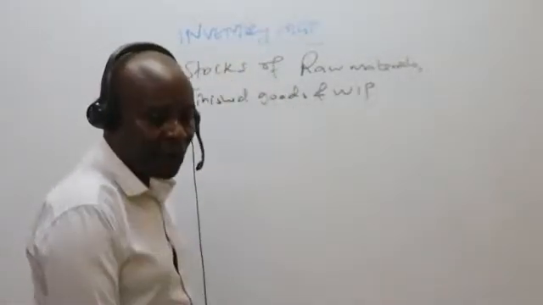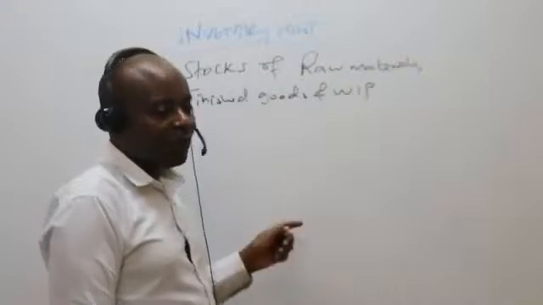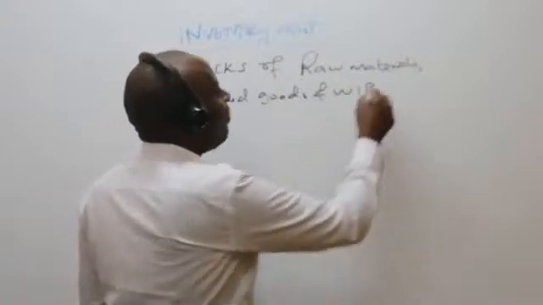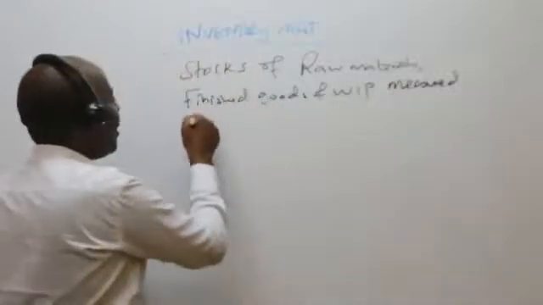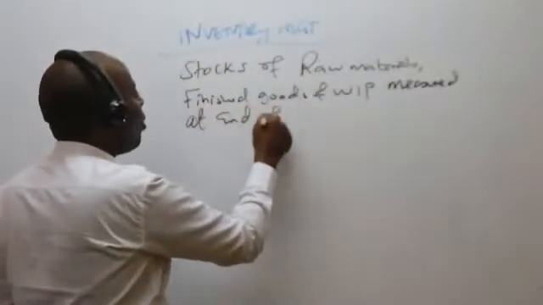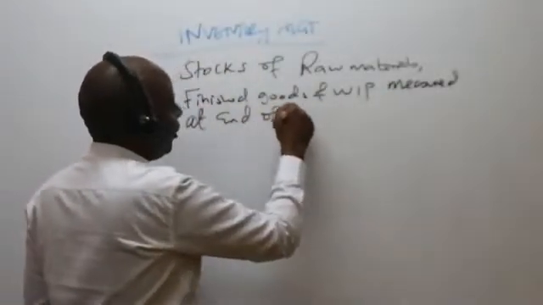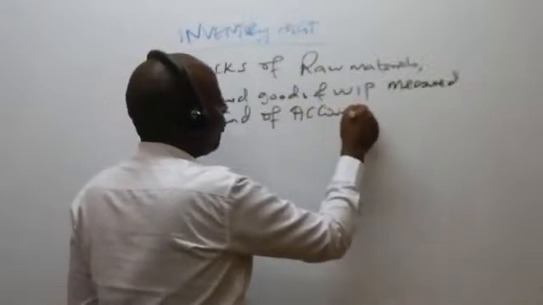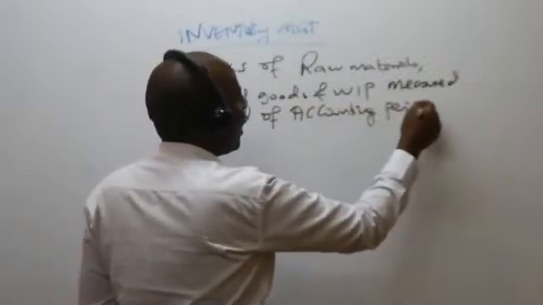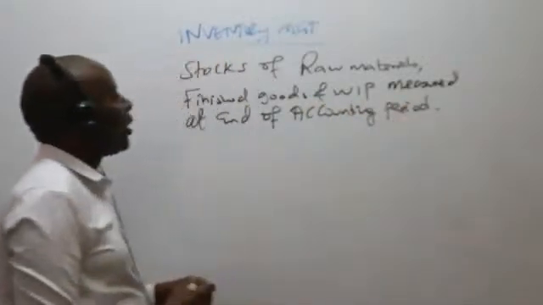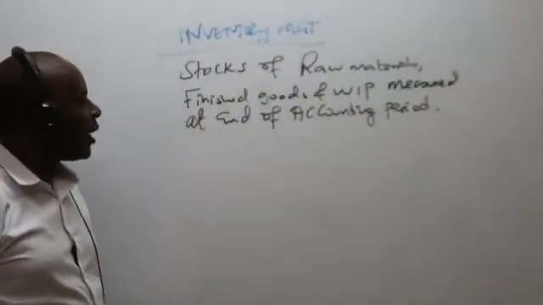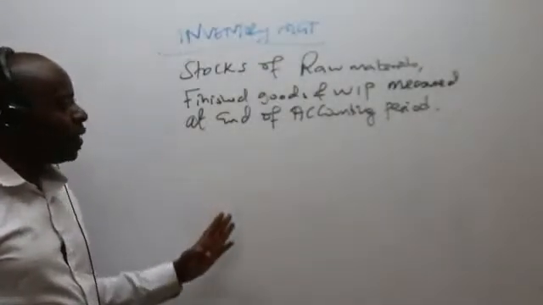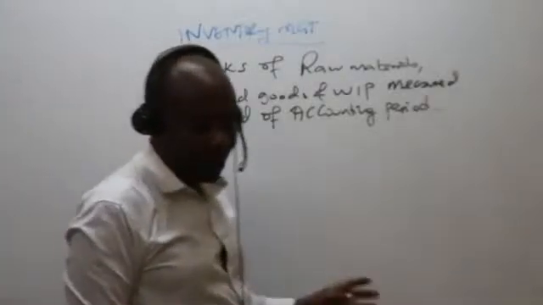In this particular case, ladies and gentlemen, in most cases these are measured at the end of an accounting period. End of an accounting what? An accounting period. So stocks of raw materials, finished goods, and work in progress are measured at the end of an accounting period.